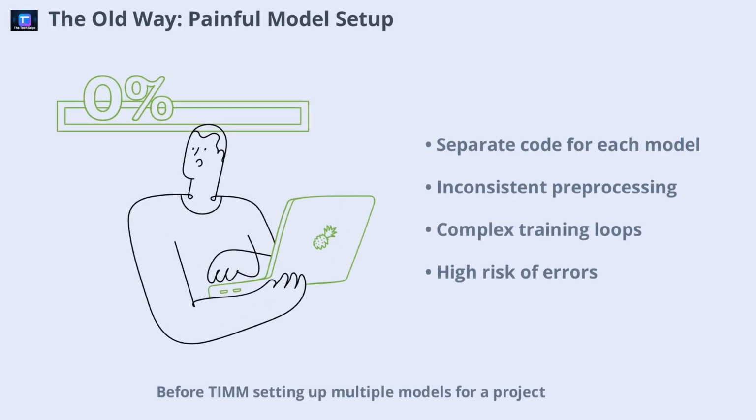Before TIMM, setting up multiple models for a project meant writing separate code for each architecture. You'd import ResNet from TorchVision, EfficientNet from another library, and maybe even TIMM for transformers. Each model required its own pre-processing pipeline, optimizer, and training loop. The result? Hundreds of lines of code, lots of room for mistakes, and a workflow that was anything but efficient. This approach was not only ugly and error-prone, but also discouraged experimentation with new models.